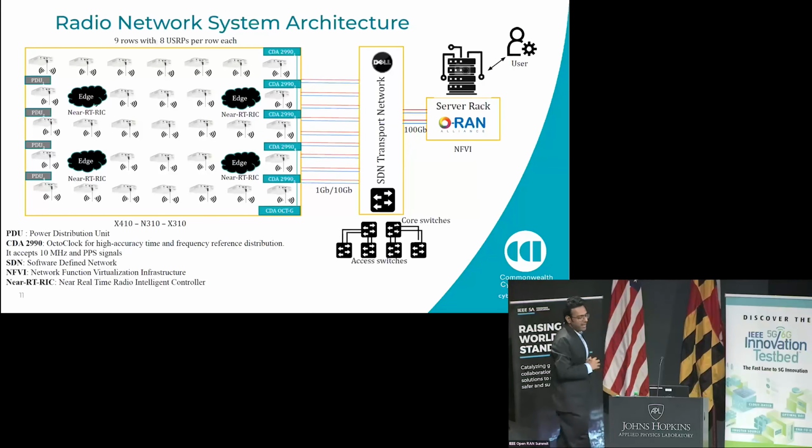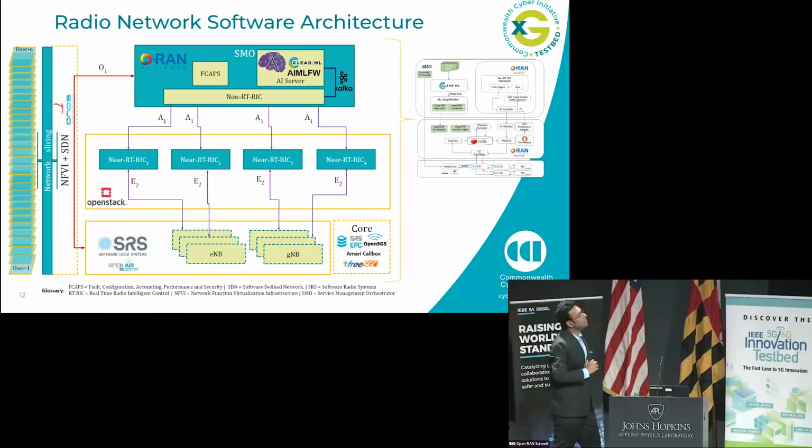So this is the system architecture of the radio network that we have. As I showed, these are 72 USRP nodes, distributed in 9 rows with 8 USRPs each. We also have power distribution units, or PDUs, which give remote users control to turn the terminals or the USRPs on or off. We also use OctoClock for synchronization between different nodes. All these USRPs are connected through switches, the software-defined networking or transport network, to the backend servers. Let me talk about the open source software we are currently using.